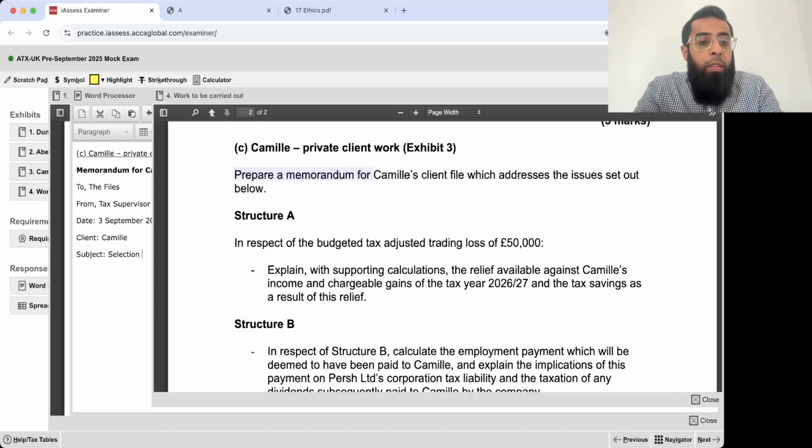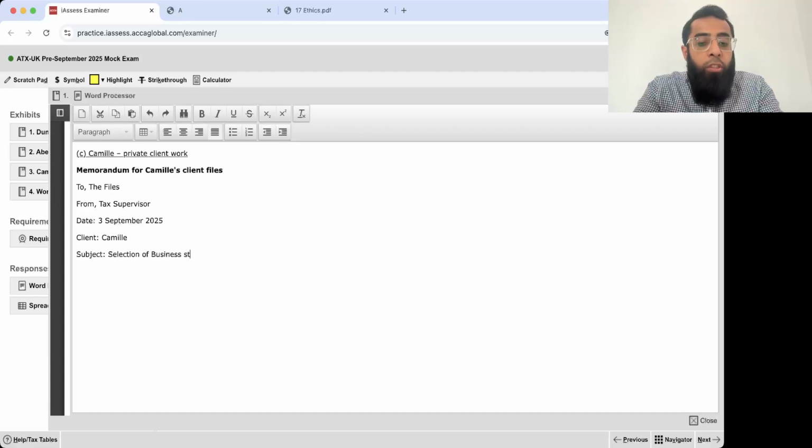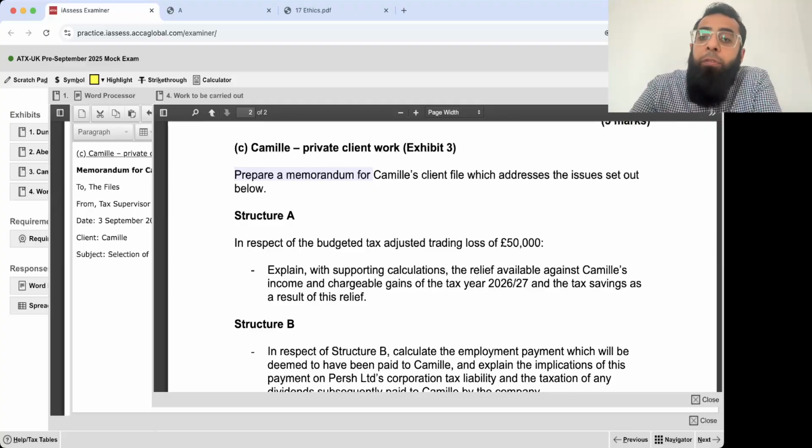selection of business structure. There are two alternative structures which we have to discuss. Okay, we are reading it. Prepare a memorandum for Camille's client files. Here is the memorandum. Structure A. In respect of the budgeted tax adjusted trading loss of £50,000, explain with supporting calculation the relief available against Camille's income and chargeable gains of the tax year 26-27 and the tax savings as a result of this relief.